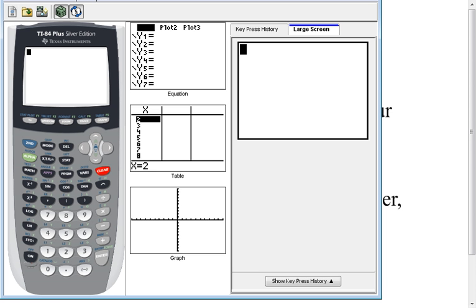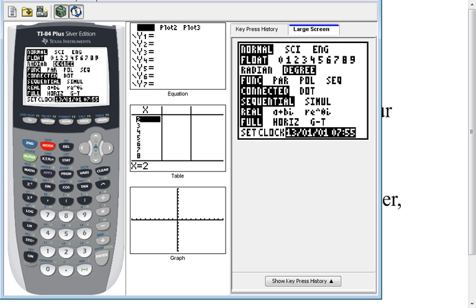So first of all, I'm going to make sure my calculator is in degree mode. I will hit the mode key right here. Mine is in degrees. If yours is not, make sure that you highlight that degree and hit enter.